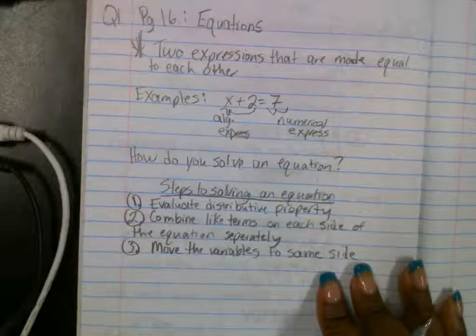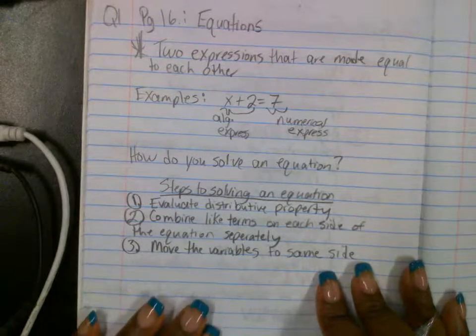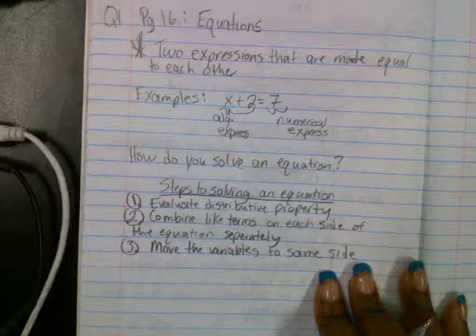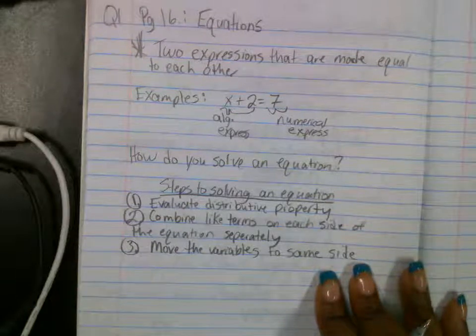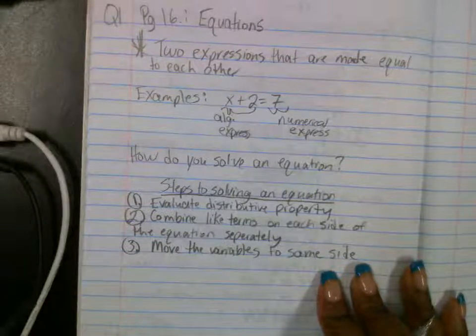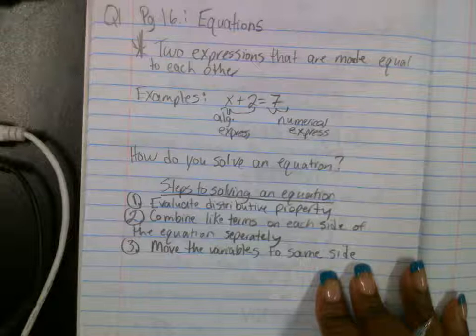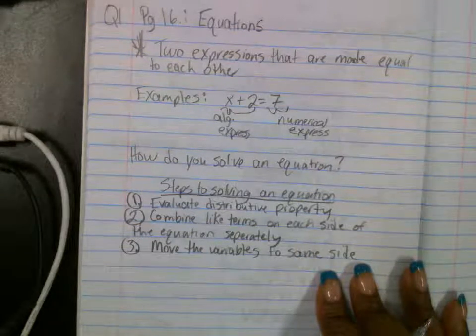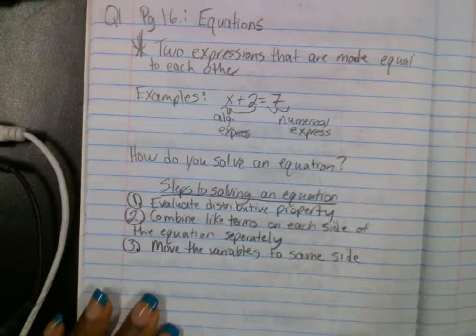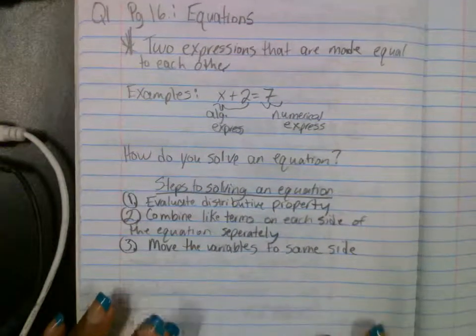This is where you're going to move your variables to the same side. Because if your variables start canceling each other out, then you already know whether it's a no solution or an infinitely many solution. But if you don't start moving your variables, you're going to have to do more work than is required. Because sometimes if they cancel out, you already know what your answer is. Okay? Move the variables to the same side.